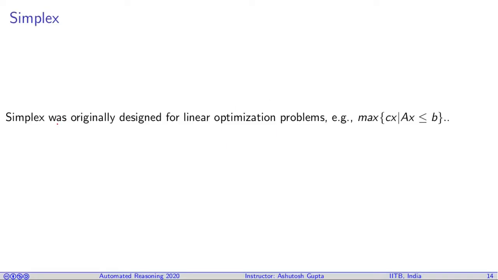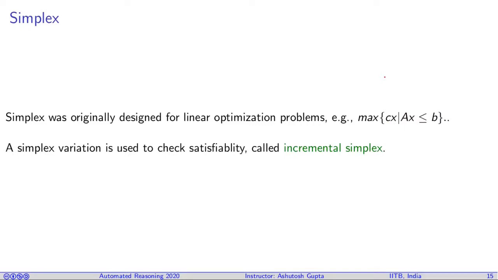So what is simplex? Simplex was originally designed for linear optimization problems. For example, you want x to be constrained by Ax less than or equal to b, for matrix A and column vector b, and there is a row vector c. So you want to maximize c times x, given that x satisfies these constraints. This is the classic linear optimization problem, and the question is, how do you maximize?